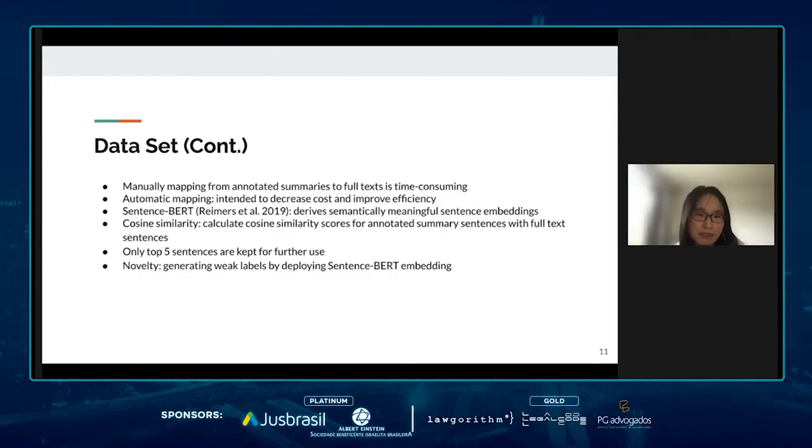The strategy we use here is utilizing Sentence-BERT embedding, which helps us derive semantically meaningful sentence embeddings with fixed size. Then we use the Sentence-BERT embedding to calculate similarity scores for the annotated summary sentences with full text sentences, and then only keep the top 5 sentences with the highest similarity scores for further use. The novelty here is that we're trying to generate weak labels by deploying the state-of-the-art Sentence-BERT embedding.